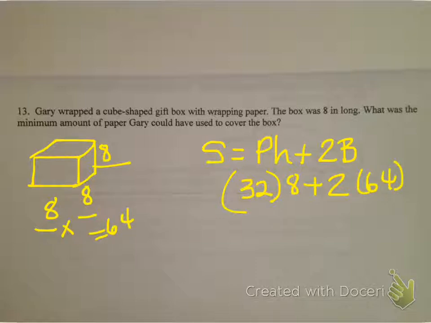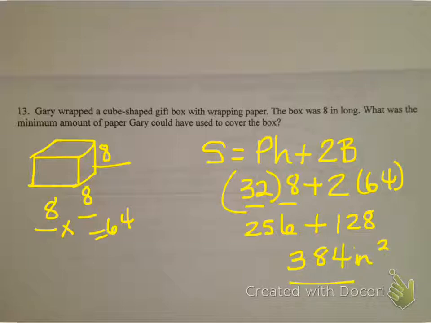And I'm going to multiply 32 times 8. I get 256 plus 2 times 64, which is 128. When I add those together, I get 384 inches squared. So he needs about 384 inches squared of wrapping paper to cover his box.